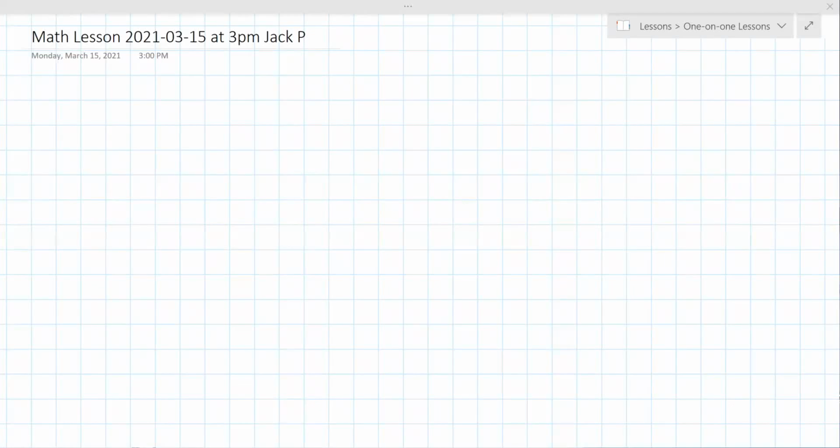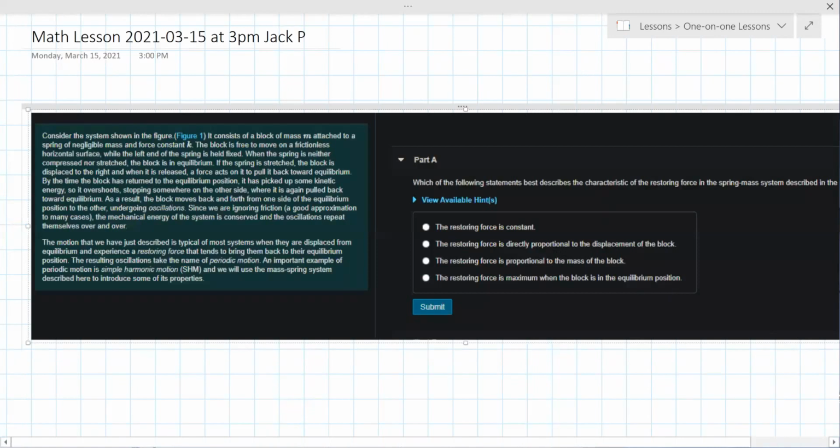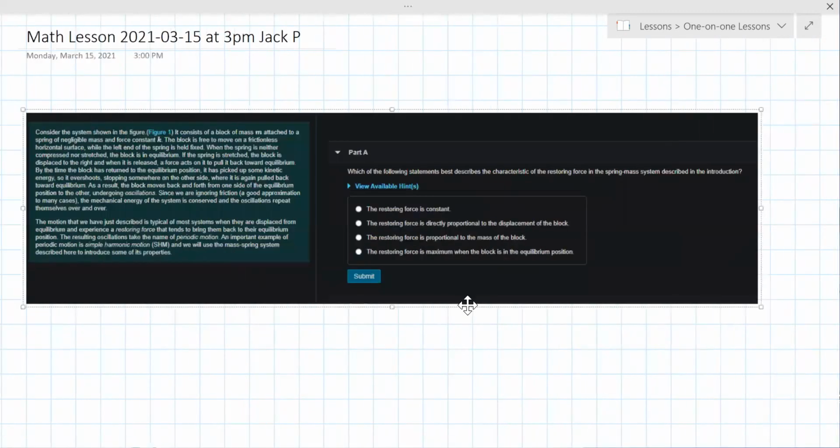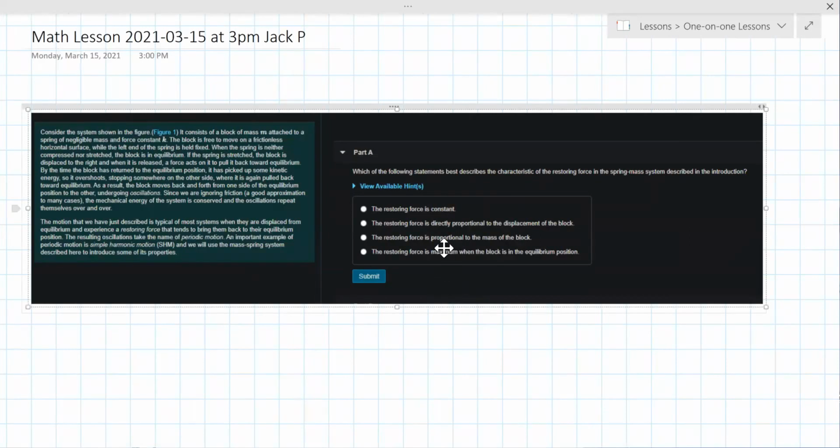Part A. All right. Which of the following statements best describes the characteristics of the restoring force in the spring mass system described in the introduction?